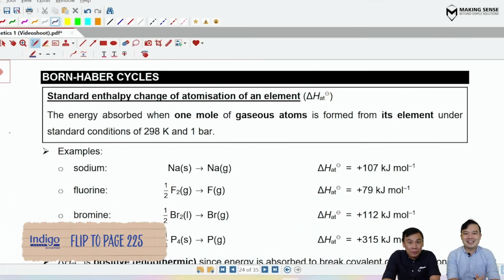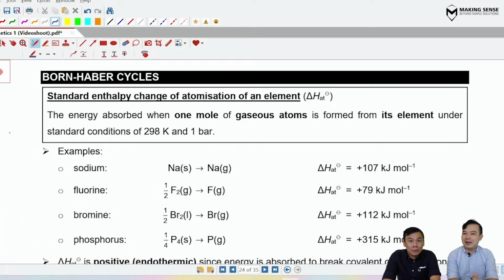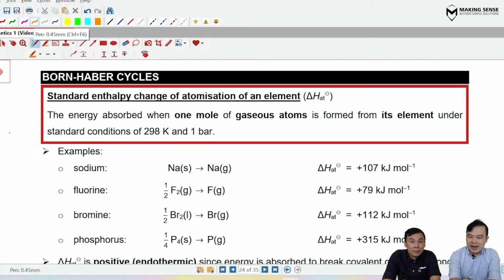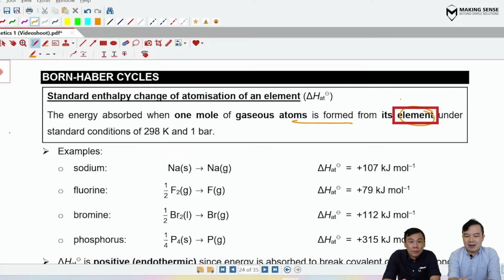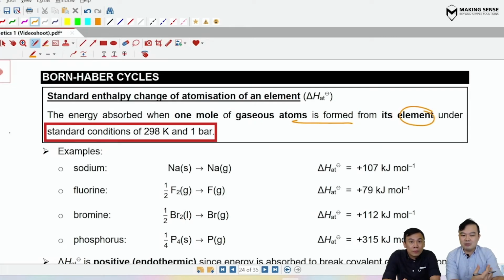Okay, so let's take a look at the standard enthalpy change of atomization, right? So this is one of those that we need to complete our Born-Haber cycle, right? Okay, so let's look at the definition. We are going to take a look at one mole of gaseous atoms being formed again, right? And it must come from its elements this time under standard conditions. So we illustrate this with a few examples.